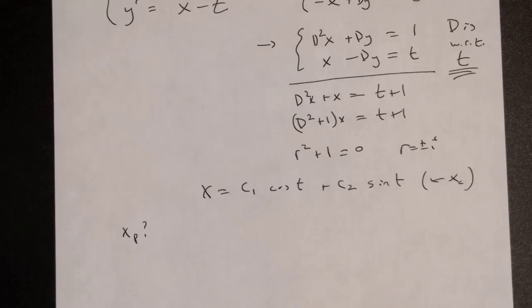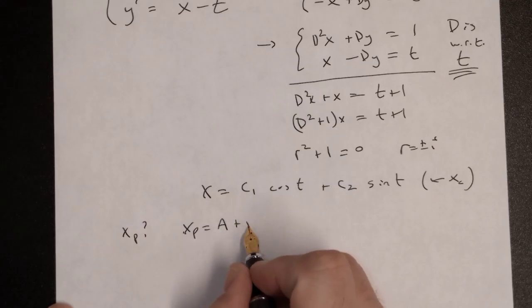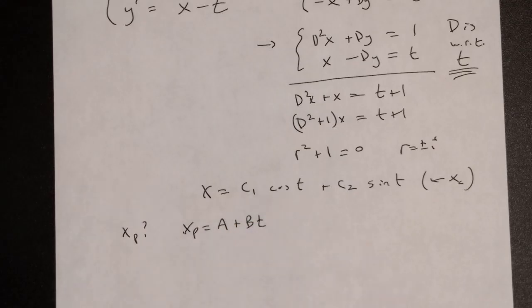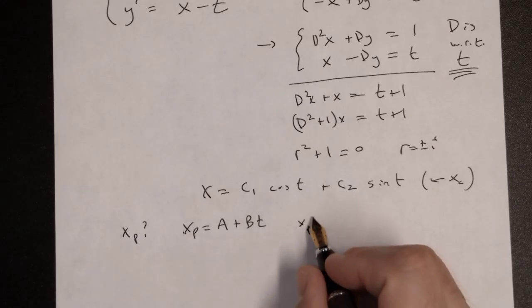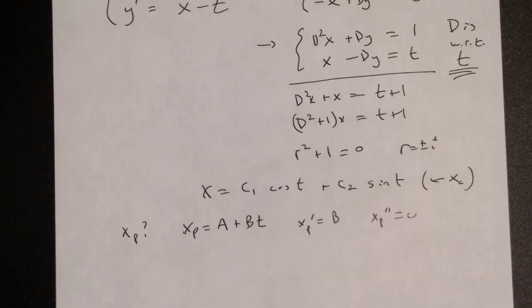How do I get the particular solution? Well, I think the right-hand side is really easy. It's 1 plus t, right? So we'll use a linear equation. And we'll use undetermined coefficients. xp is a plus bt. And that means that xp prime is b and xp double prime is 0.